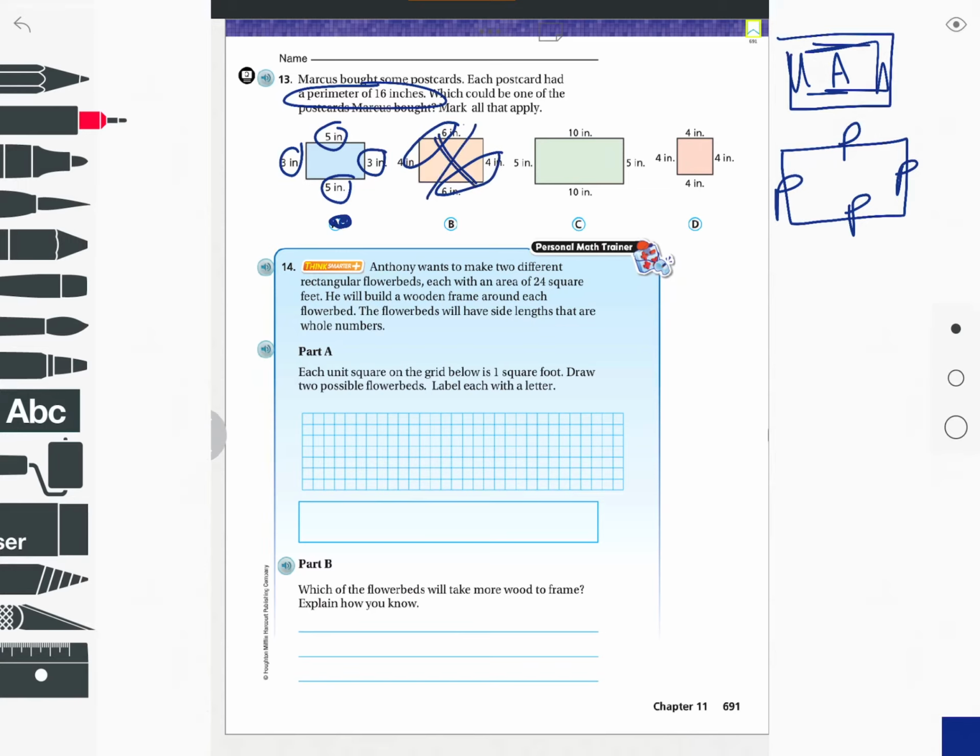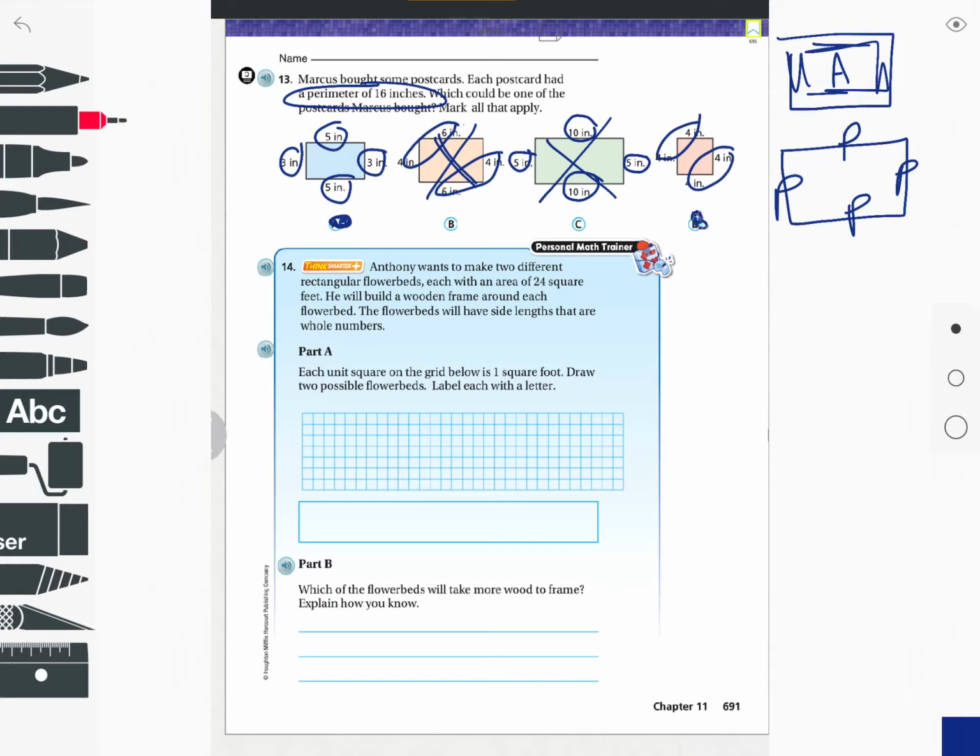How about C? Well, I know 5 plus 5 is 10. 10 plus 10 is 20. 20 plus 10 is 30. Can't be C. How about D? I know 4 plus 4 is 8. 4 plus 4 is 8, and 8 plus 8 is 16. So yes, it could also be D. So the answers for 13 are A and D.